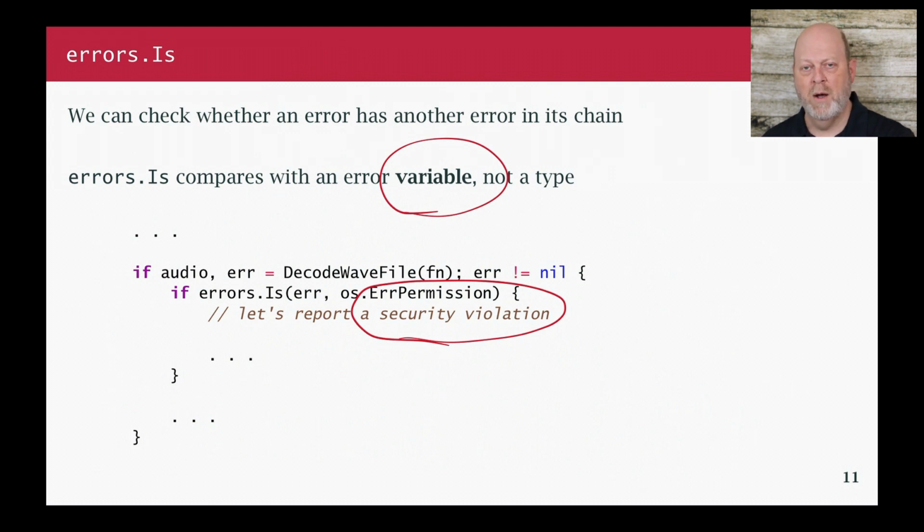And maybe, for example, I want to log that for security reasons. So I look and say, hey, did I get a permissions error? Okay, deal with it. And we do that by using errors.is. Okay, it's a much safer way than trying to parse the string or do a string search in the string to see if certain words show up.